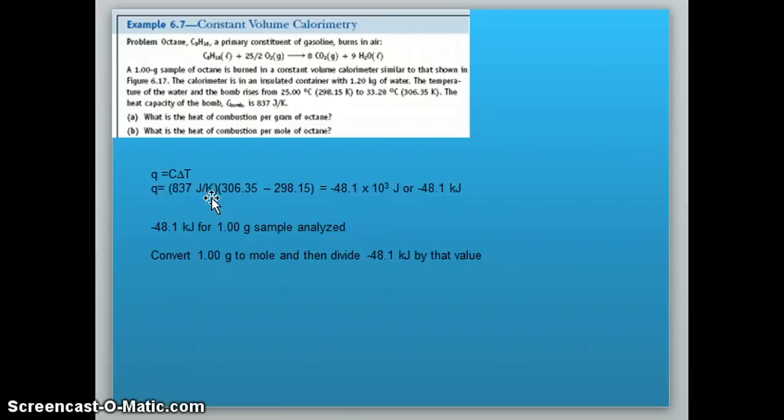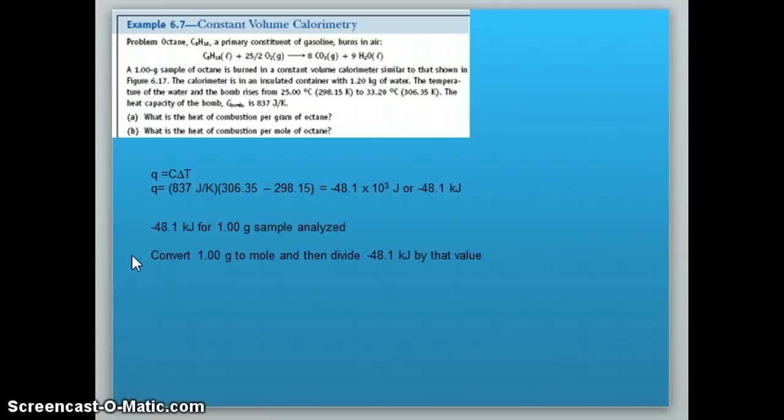Nobody cares. It's already built into that number. Times the change in temperature, which is 306.35 minus 298.15, and you end up getting negative 48.1 kilojoules. Part B then goes on to ask, what's the heat of combustion per mole of octane? Well, if you analyzed 1 gram and you released negative 48.1 kilojoules, to answer that question all you have to do is convert 1 gram to moles and then divide negative 48.1 kilojoules by that value.